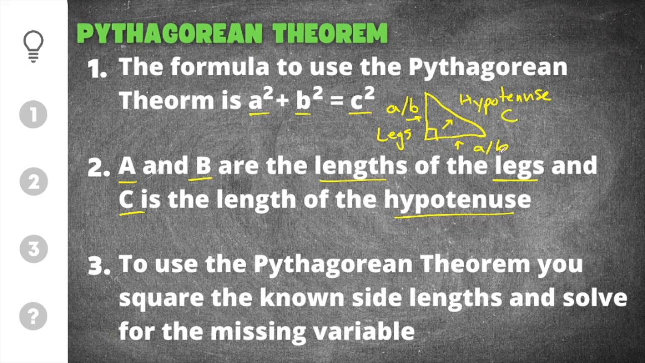So it's important to be able to identify which side lengths are the legs and which side length is the hypotenuse, because you have to use A, B, or C depending on which side lengths you know and which side you are solving for. To use the Pythagorean theorem, you will square the known side lengths and you will solve for the missing variable. So you're going to take what you know and you're going to substitute it into the formula, and then you're going to use algebra to solve for whichever variable you do not know. So whichever letter you don't know is what you're going to be solving for.